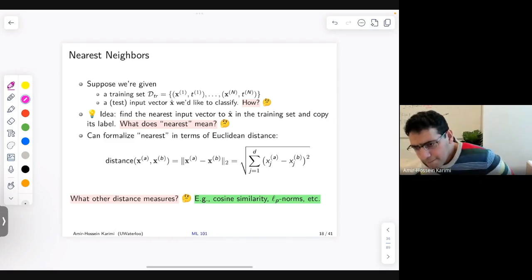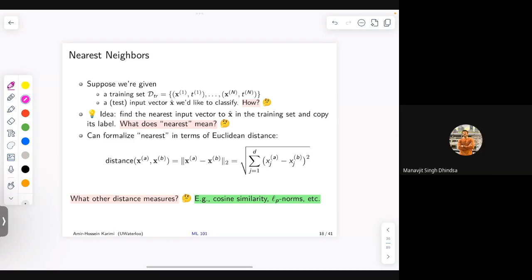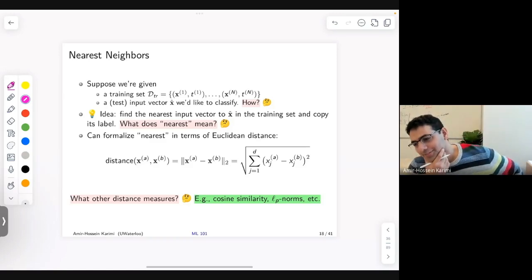Yes, Manavjit? Like we have Manhattan distance as well. Right. So what is the Manhattan distance?